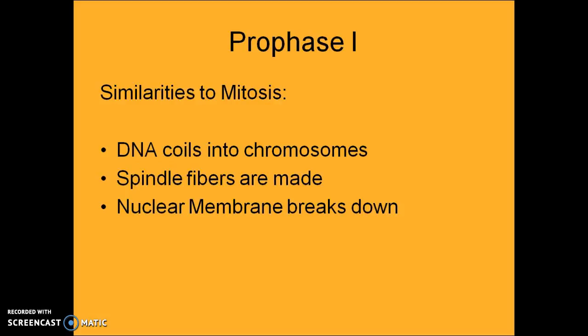Okay. Prophase 1 in meiosis has similar events to the events that happen in prophase of mitosis. The DNA is going to coil up into chromosomes. We're going to start making the mitotic spindle, and both the nuclear membrane and the nucleolus are going to break down.